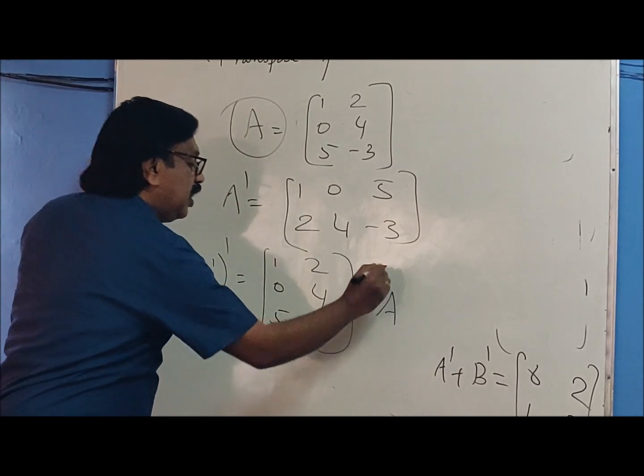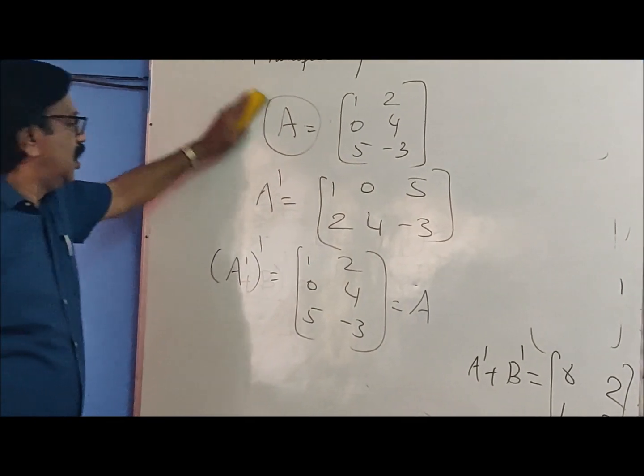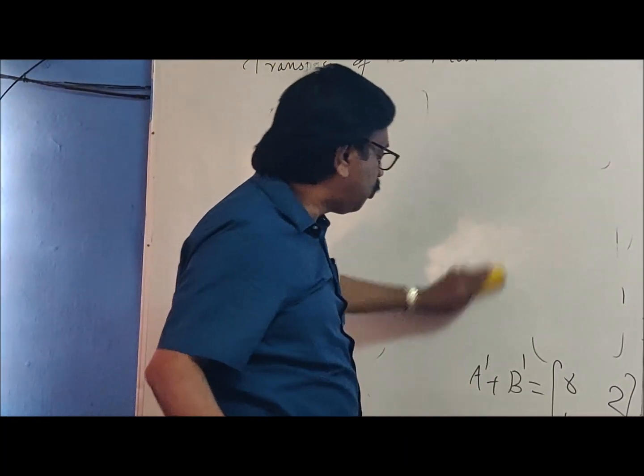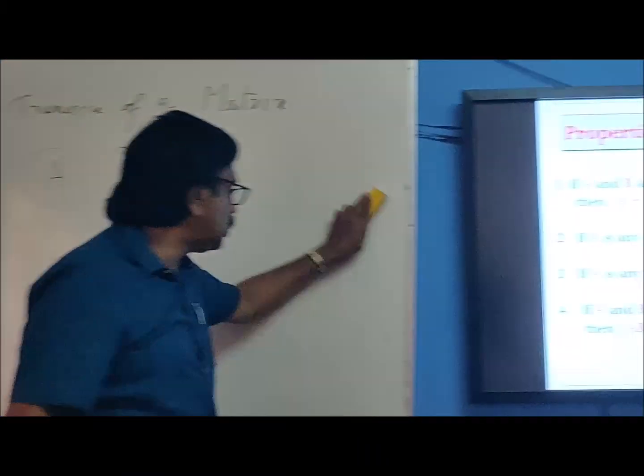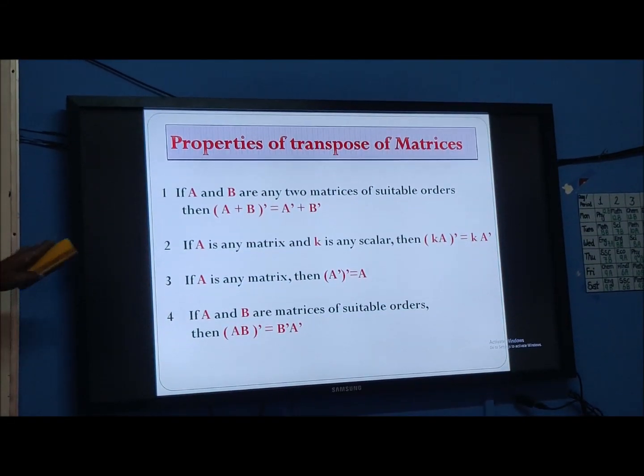Therefore, A transpose transpose is A itself. And then we will see the properties here. We are not going to prove all these properties. Just to understand all these properties, whenever you are doing problems, you have to understand the properties.